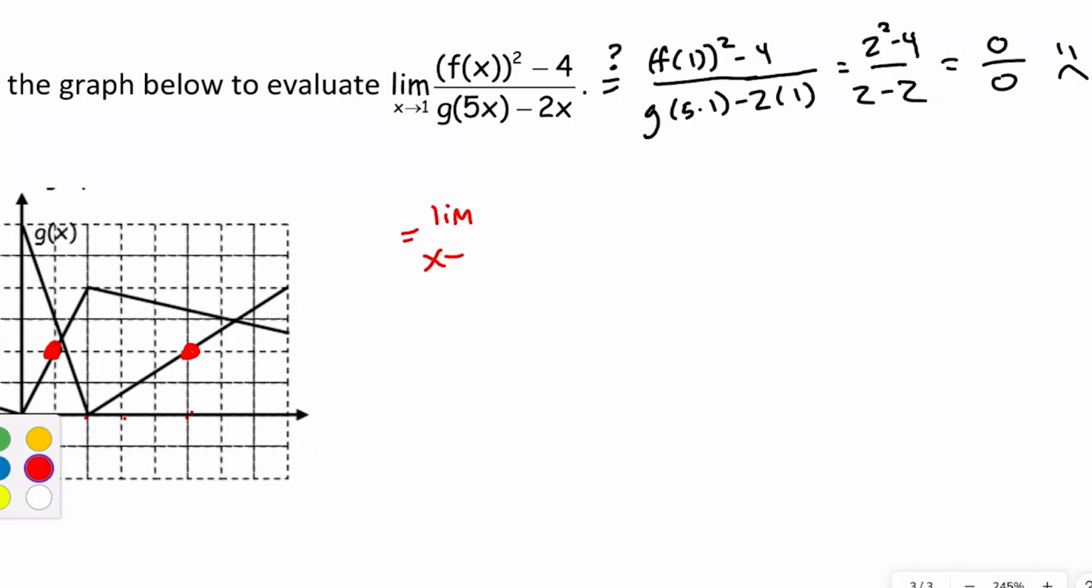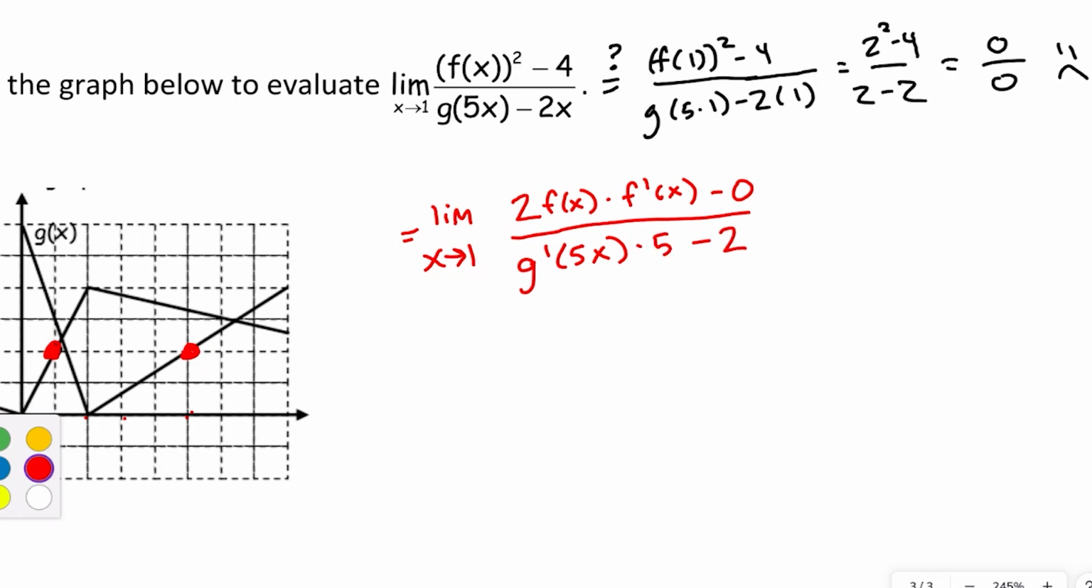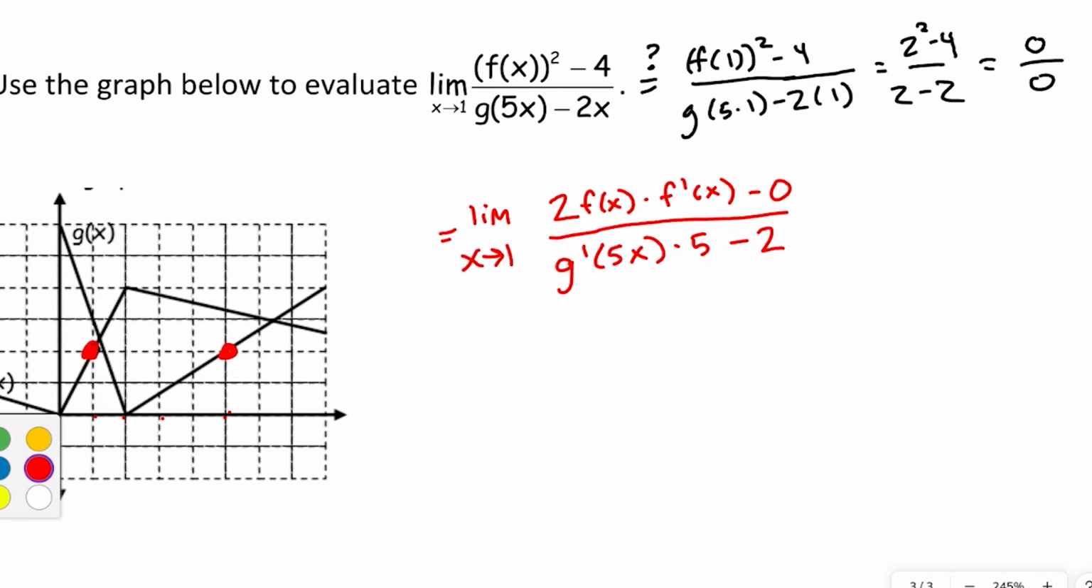So this is going to equal the limit as x approaches 1 of the derivative of the top. So 2 times f times f prime, now using that chain rule. Minus 4 would be like minus 0, so you don't really need to write that, but I'm going to write it anyway. Over, we're going to use chain rule again here, g prime of 5x times 5 minus 2. And now we're going to try to plug in 1 here. And if we still get indeterminate, we'll just have to run the rule again. And hopefully eventually we can just plug in 1 and get our answer.